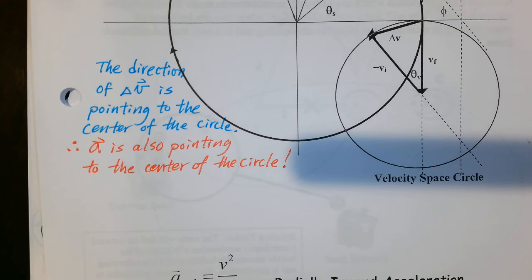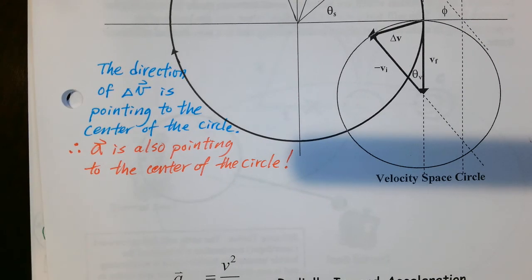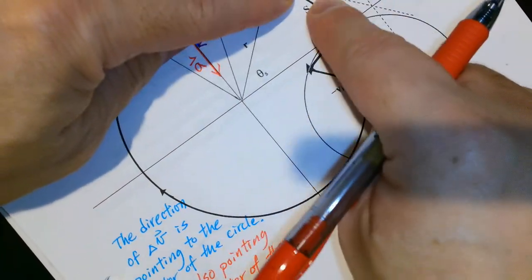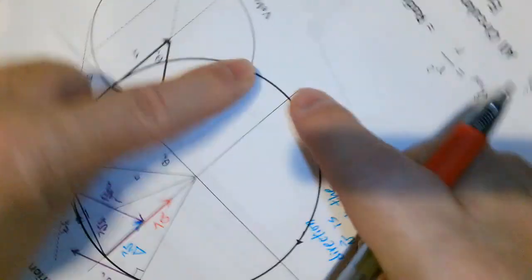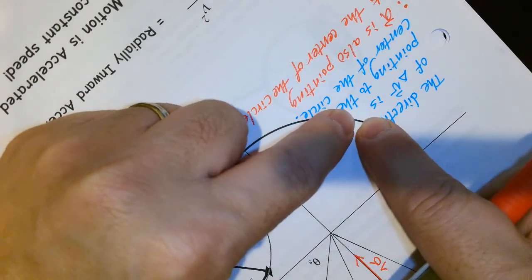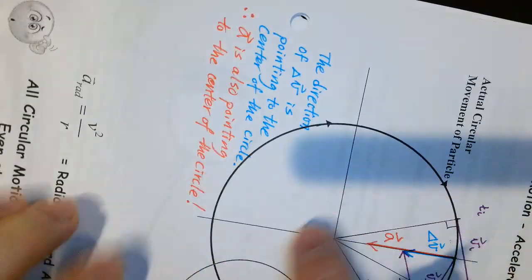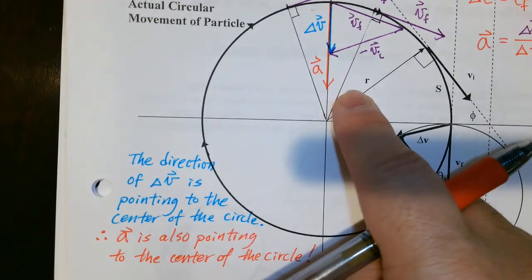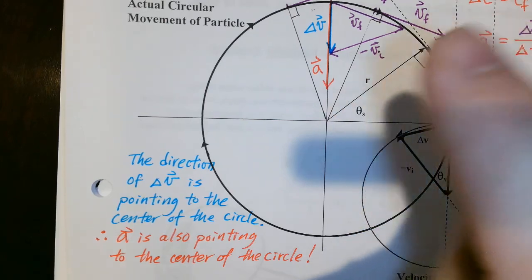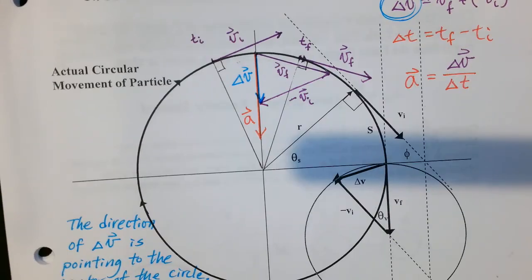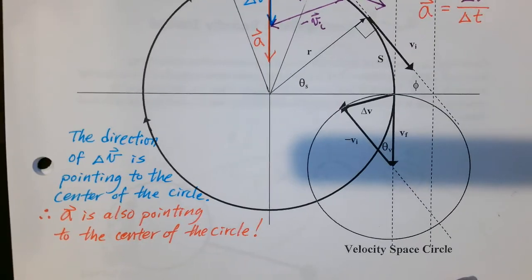So it doesn't really matter which two time frames I look at in this motion. I could be looking at two time frames from here to here, or here to here, or here to here, or even from here to a tiny bit over here. It doesn't really matter which two time frames I look at. When I draw this change in velocity vector, it will always point towards the center of the circle as long as it's going at a constant speed. Okay?